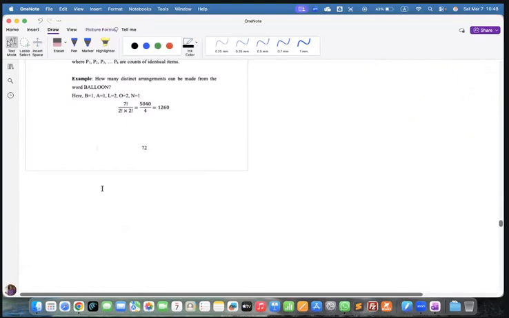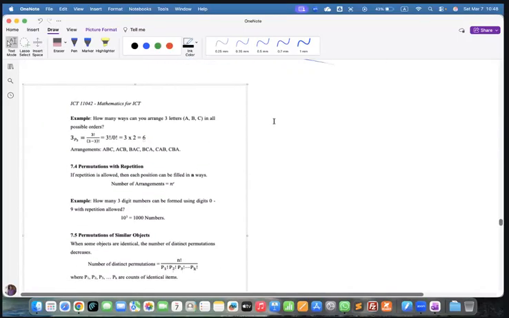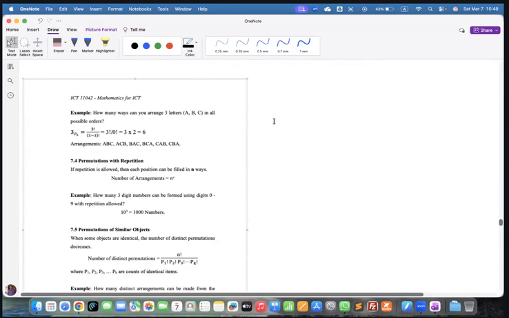Up to now you are familiar with two types, right? Without repetition, how we can make the permutation, nPr. With repetition, how we can make the permutations, n to the power r. This we discussed, right?